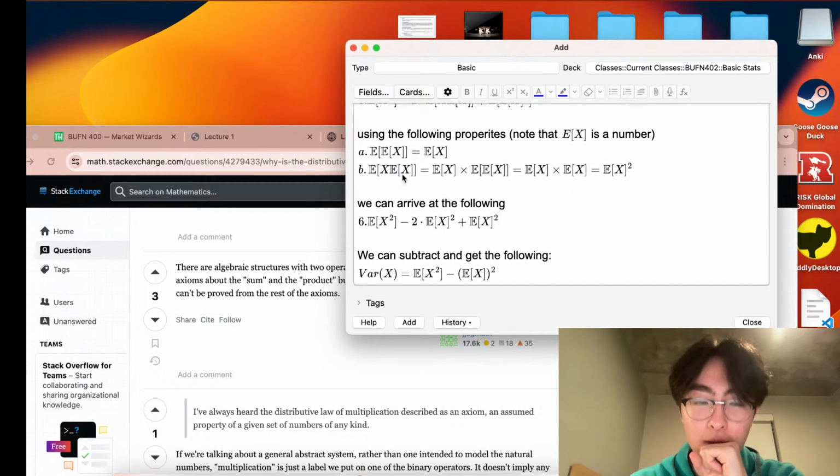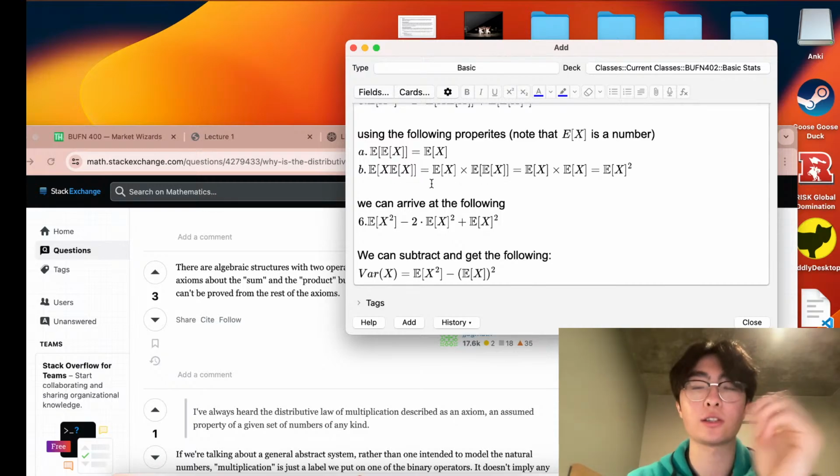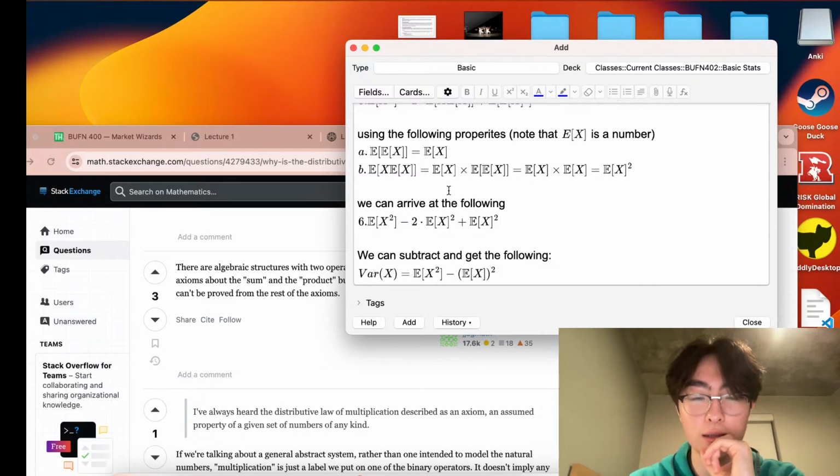This is a law that we saw earlier, that e of a constant times x is just equal to c times e of x.